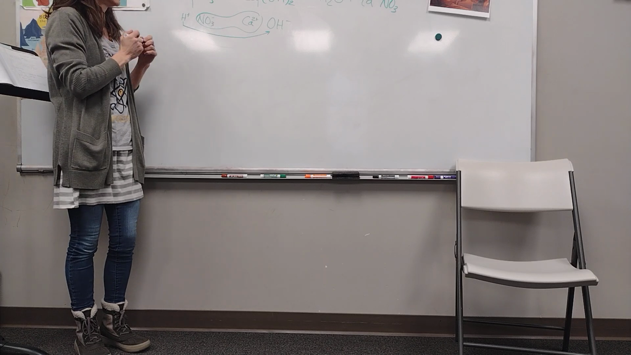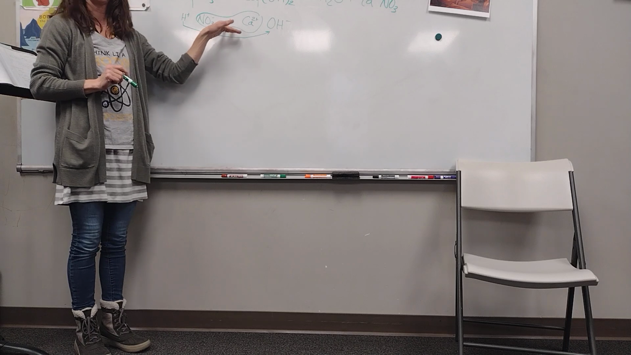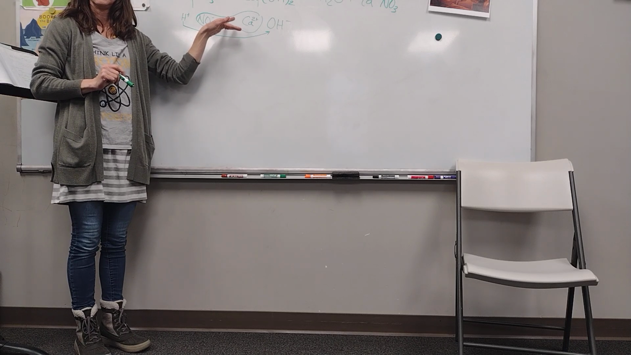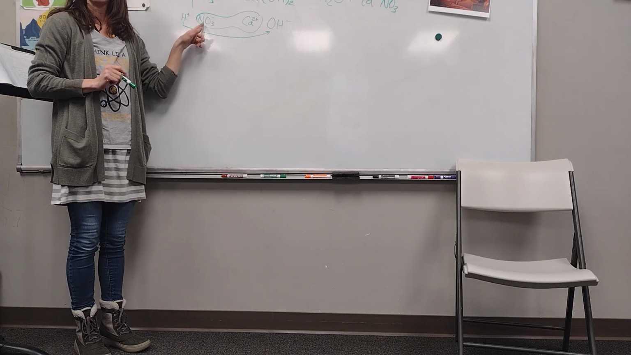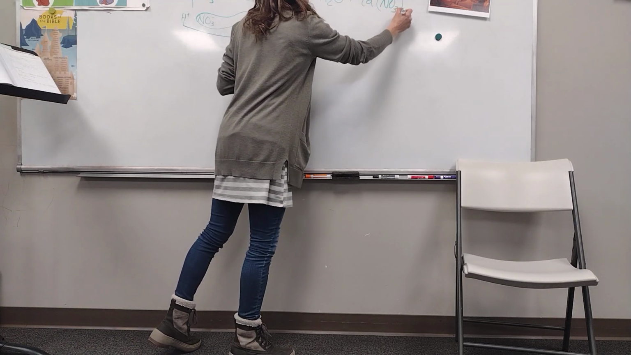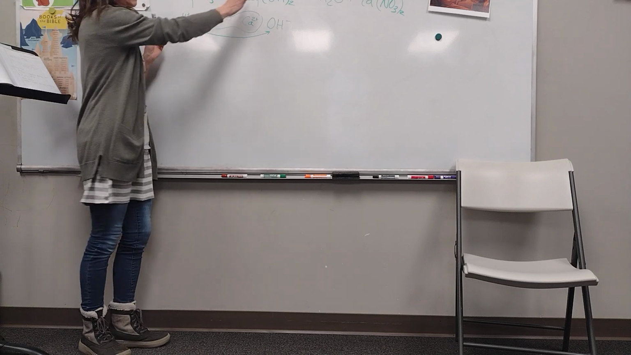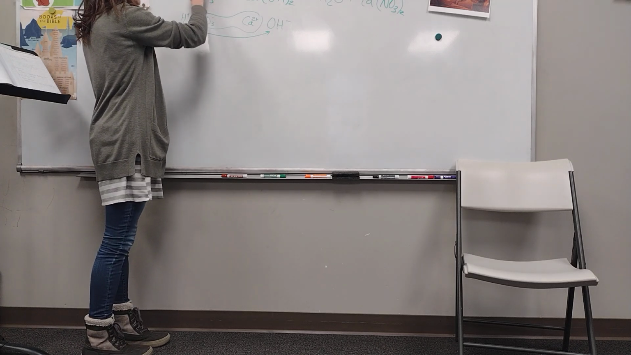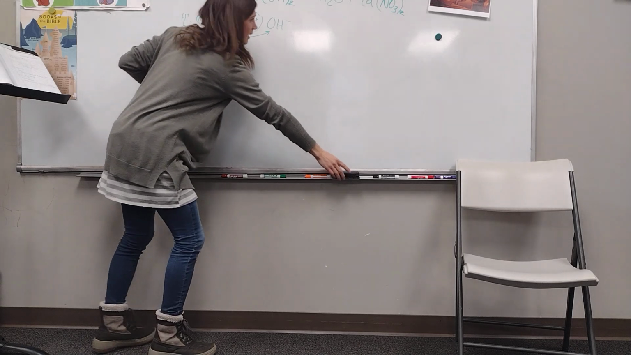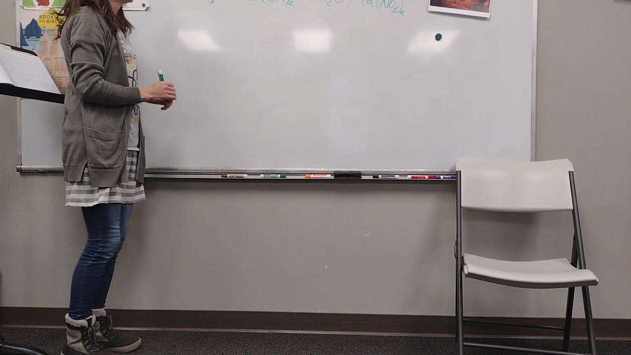Jaron, what do you think I should do? I have a 2 plus here and a minus here, and I'm combining them. Another NO3. Yeah, I need another nitrate, right? So that means I'm going to make 2 of them here to balance out that charge. Okay? Now I have my equation, but it's not balanced. So now I have to balance my equation. So what should I do?